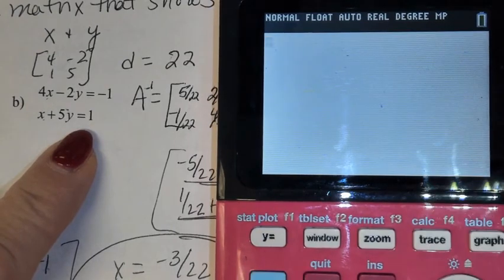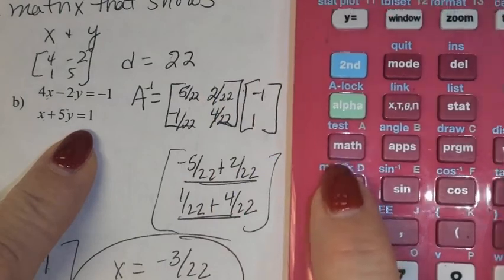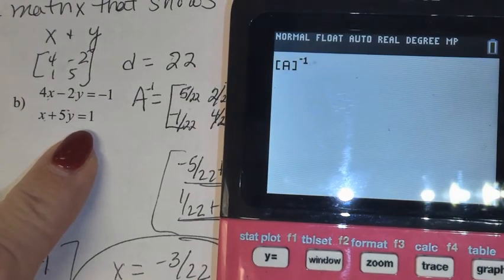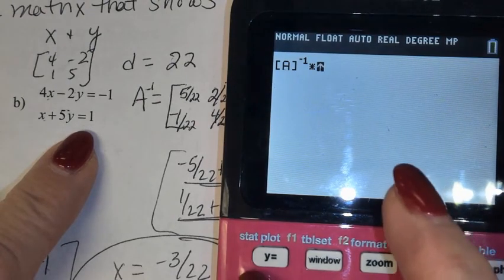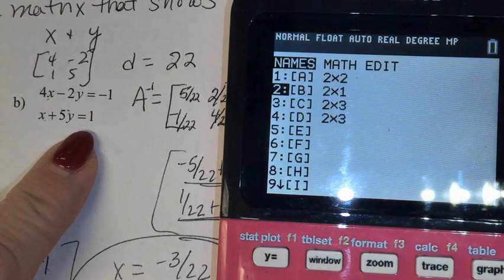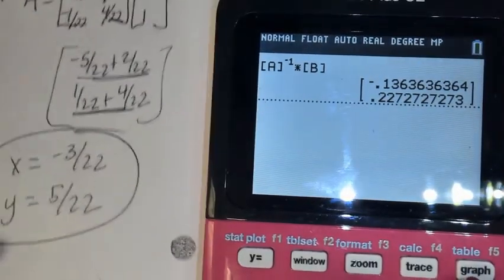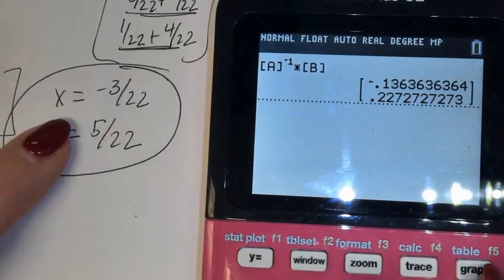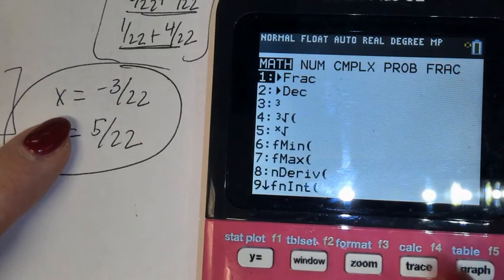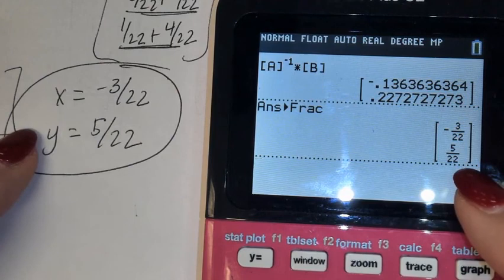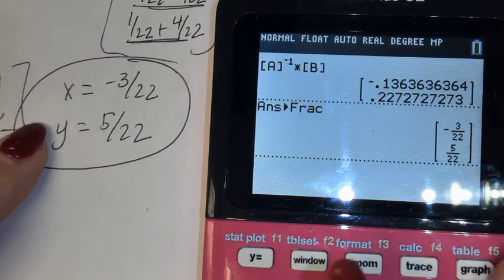I'm going to quit and clear the screen, clear anything out that you've got. And so once you have it cleared out, then you're going to go back and do matrix A, and you want the inverse of that, which is x to the negative 1. And then you want to do times matrix B. So you're going to go back to matrix, get down to matrix B, push enter. There's the answer. It looks really strange, but it's probably equivalent. The easiest way to figure out if it is equivalent is to do a math frac. Negative 3 over 22 and 5 over 22. And we solve that system.